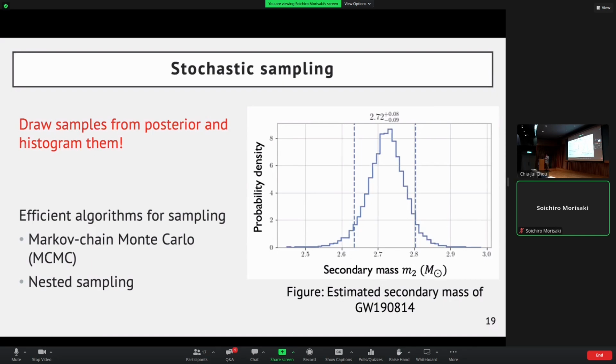And with that method, we can easily generate the one-dimensional or two-dimensional marginal distribution of whatever parameters you are interested in. So this Monte Carlo approach still requires an efficient algorithm to generate posterior samples, but fortunately, we already have several efficient algorithms, such as the Markov chain Monte Carlo method, or MCMC for short, or nested sampling techniques. So we use one of these techniques for CBC parameter estimation.